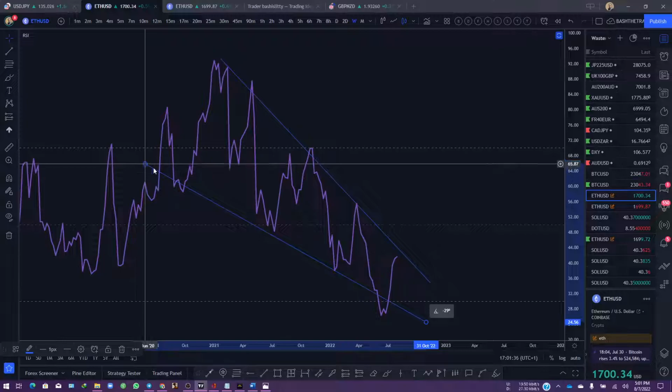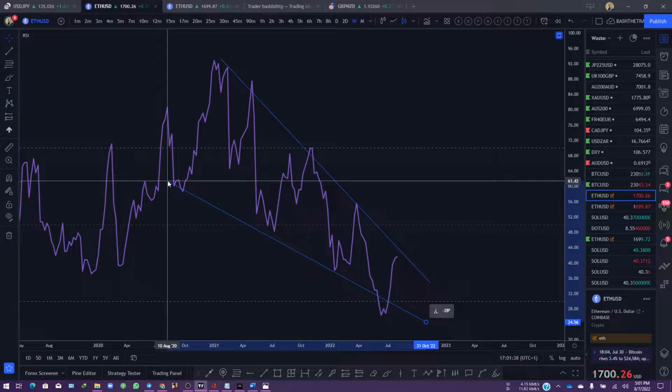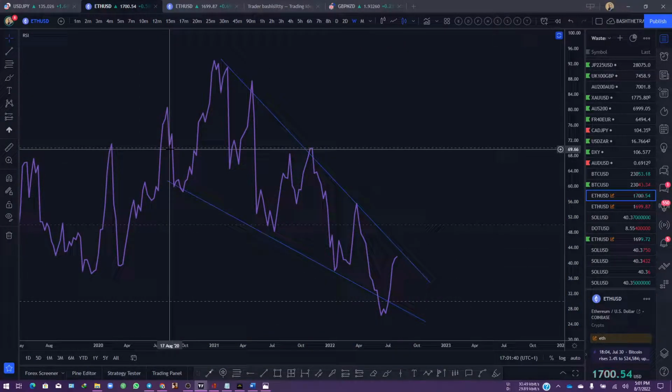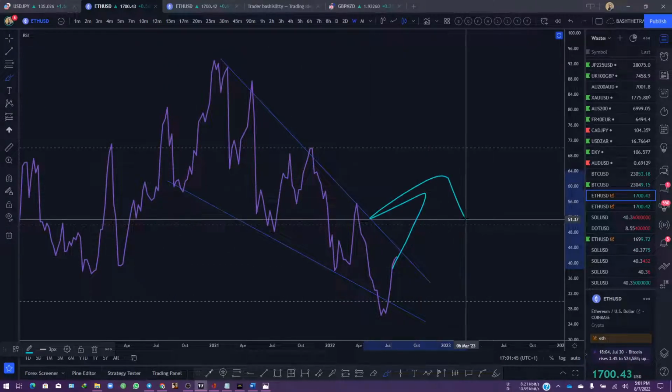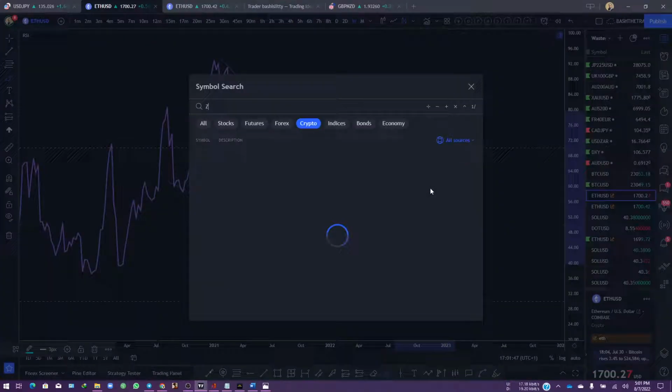We're expecting an explosion of price very, very soon. Right, you guys see what I'm talking about? We're expecting something to happen. We're expecting the price to go all the way.